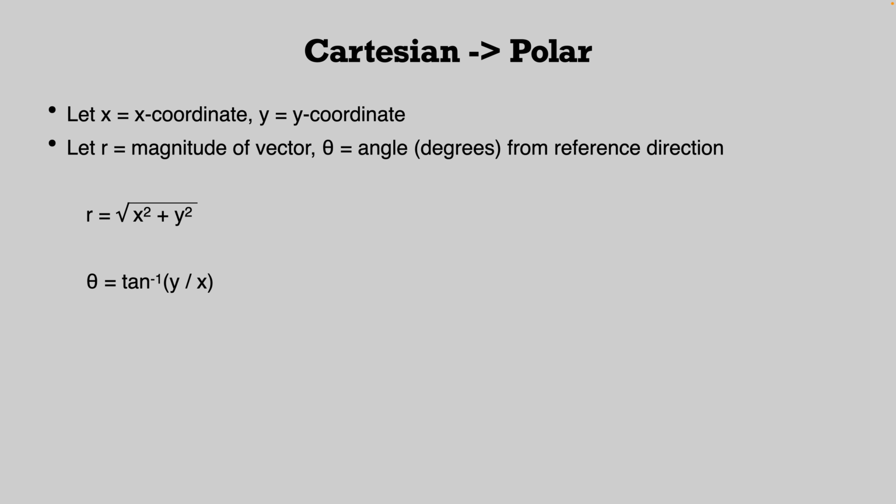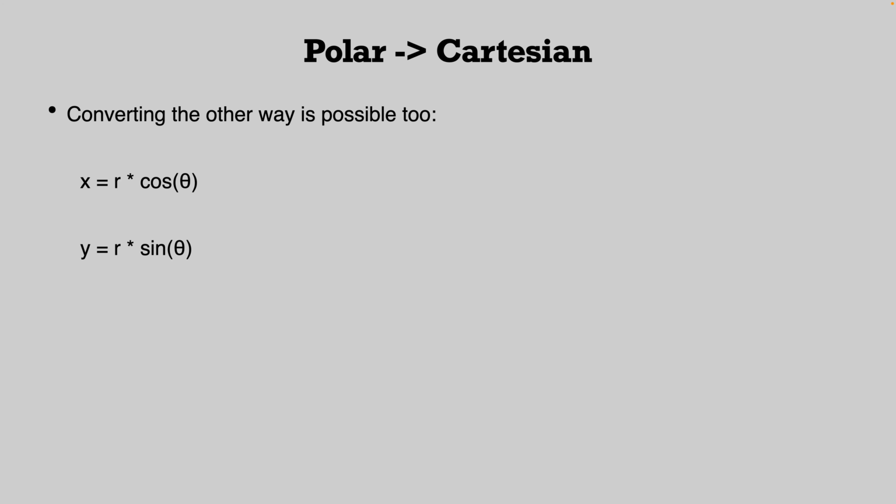So of course the other way is possible too, and in this case, we assume we have our magnitude and our angle, and we're trying to get our x and y. So to get the x, you multiply the magnitude times the cosine of the angle. And then for y, it's the same thing, except instead of the cosine, you just do the sine of the angle.